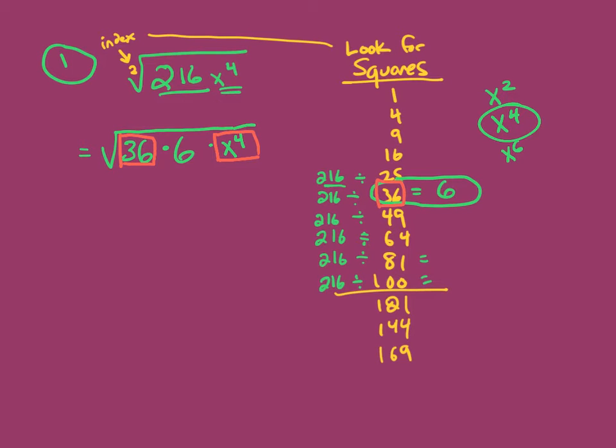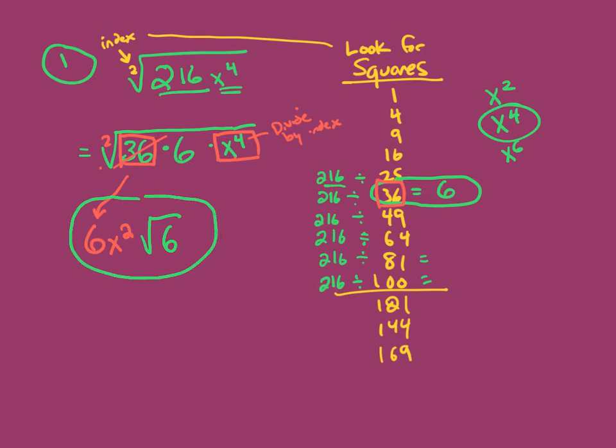So we want to think about what the square root of 36 is. Square root of 36 is 6. And then the square root of x to the 4th. And what you'll want to do with the variables is you're going to divide by the index. The index here is 2. So when you take that 4 divided by 2 on the outside, this is going to be x to the 2nd. 4 divided by 2. And then the 6 is not a square. It doesn't have any squares in it, so it stays inside the radical. And that's how we simplify that.